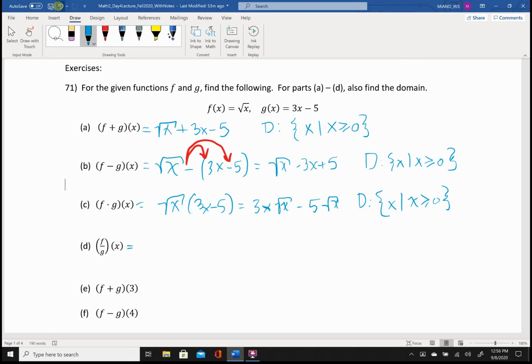And then here, with the quotient, we have to be a little bit more careful with the domain. But here's what the quotient looks like, just as you would imagine.